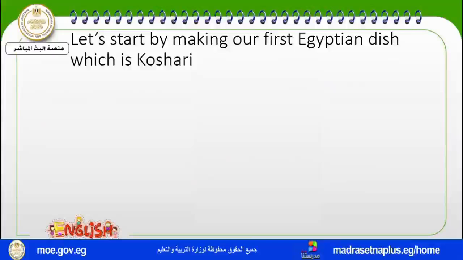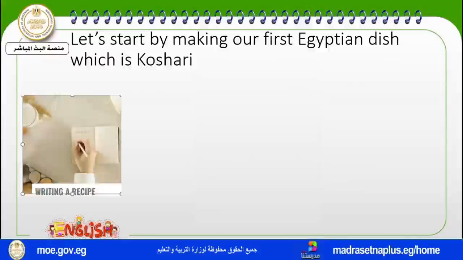One of the most famous Egyptian dishes all over the world is kushari. Egypt is known for kushari all over the world. Everyone who comes to Egypt wants to try kushari. So, do you know how you can make kushari? Let's start our recipe.